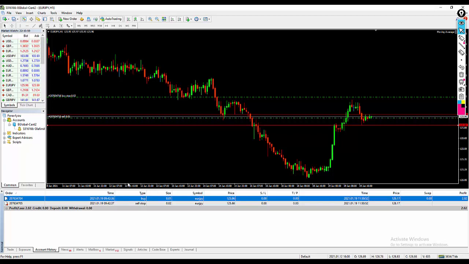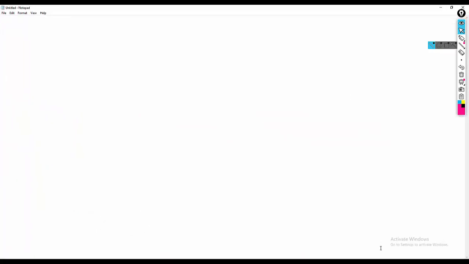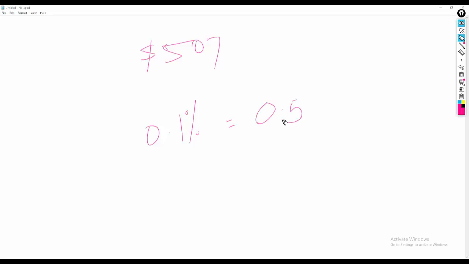Yesterday I showed you that if we want 25% per annum on $507, our calculation per day is 0.1%, which is 52 or 51, maybe 51 cents per day. Now, if we are making 51 cents per day, that will be 0.51 per day times 20 trading days times 12 months. What is that going to give us? Let's quickly do that.